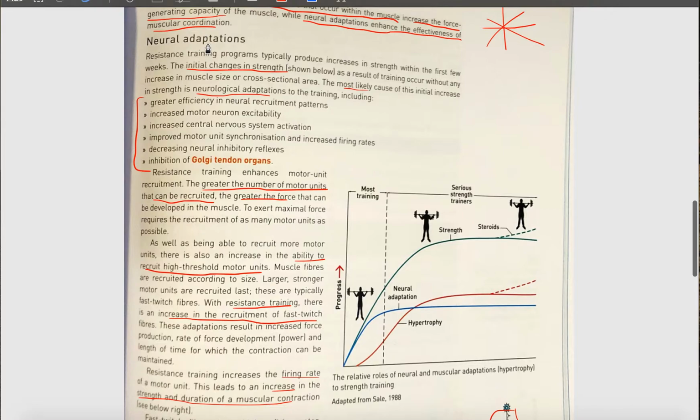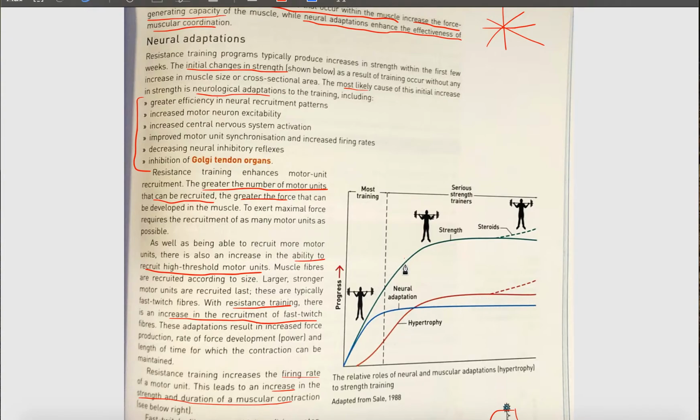So the neural adaptations, these, as I said, are the initial changes in strength. Okay, so you can see this graph here. Hypertrophy doesn't kick in for a little while, and when it does, it's a slow climb all the way up until the muscle hits its maximum hypertrophy state.